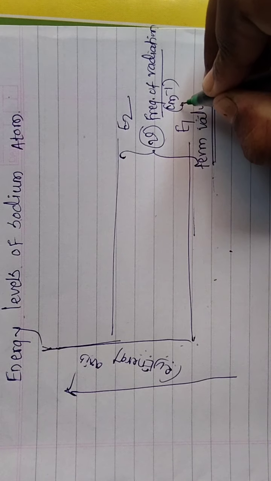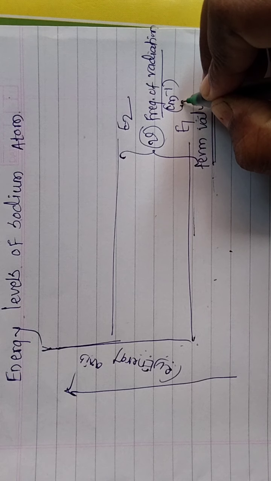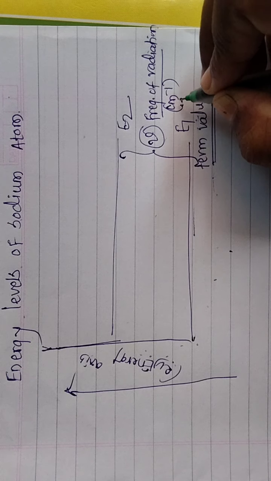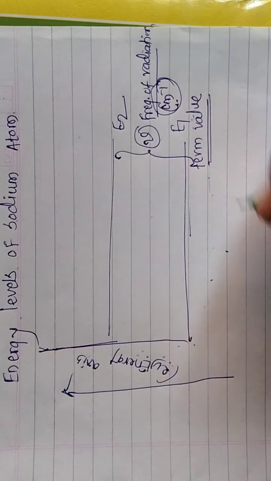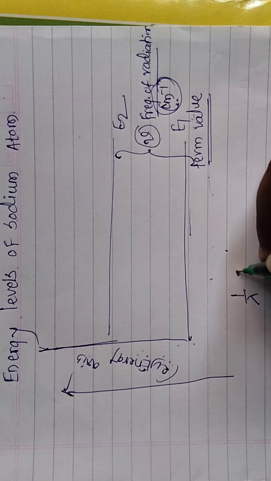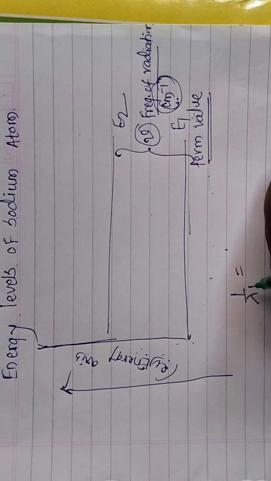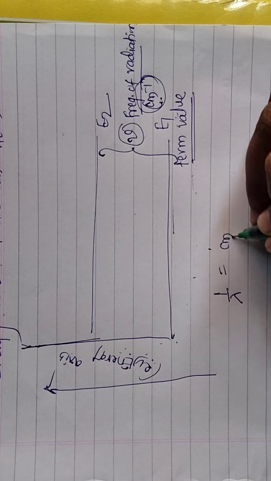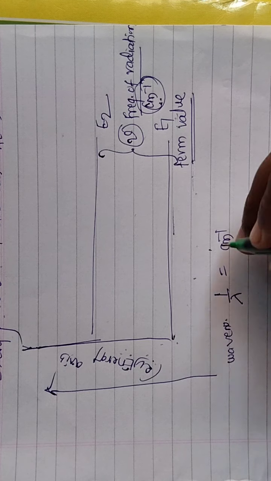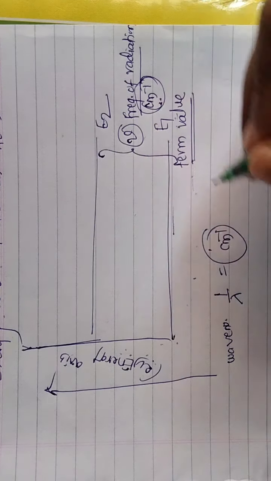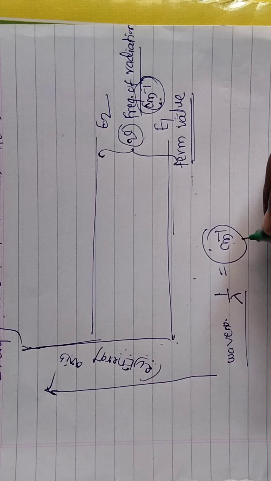The unit of this frequency is centimeter inverse. The frequency of radiation is in the form of wave number. What is wave number? It is the reciprocal of wavelength. Wavelength is in centimeter, so the wave number is in centimeter inverse.